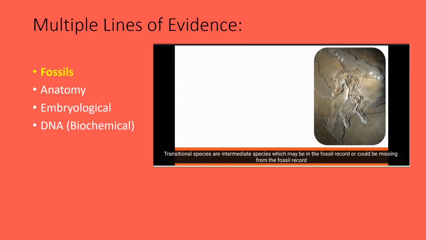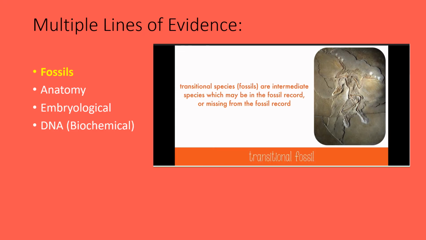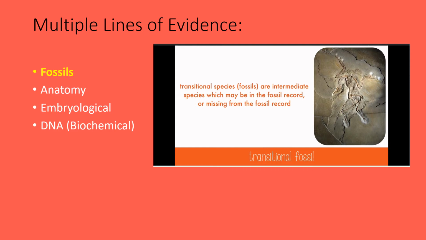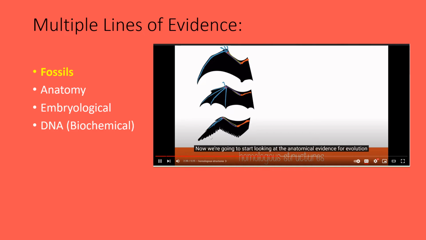Transitional species are intermediate species, which may be in the fossil record or could be missing from the fossil record. It's proposed that there would be evidence of species that were in the middle evolution steps from one species to another. Archaeopteryx, pictured here, is used to provide a link between the theory that birds evolved from reptiles. Now we're going to start looking at the anatomical evidence.